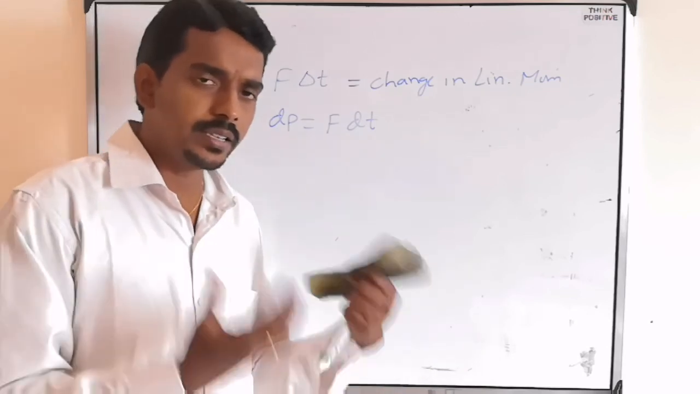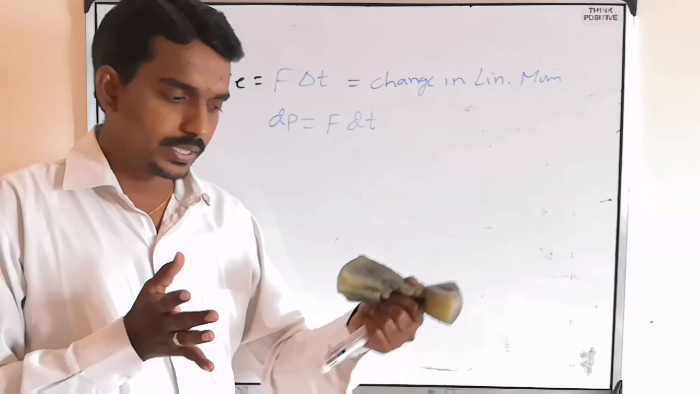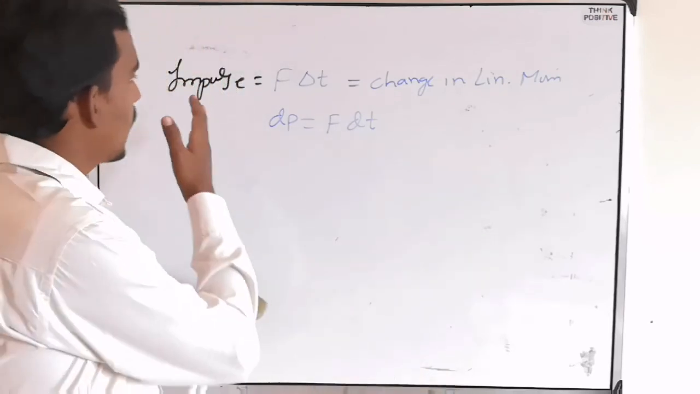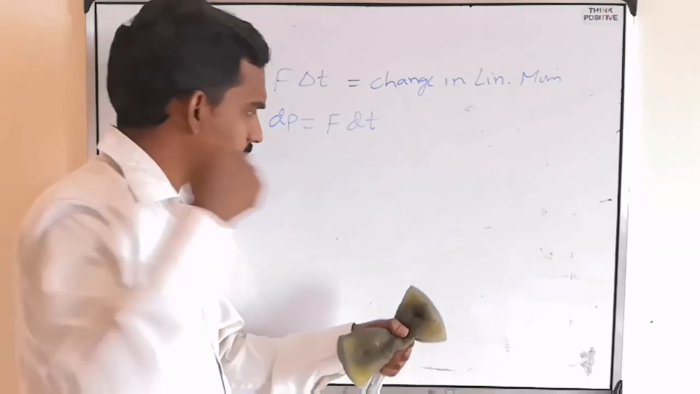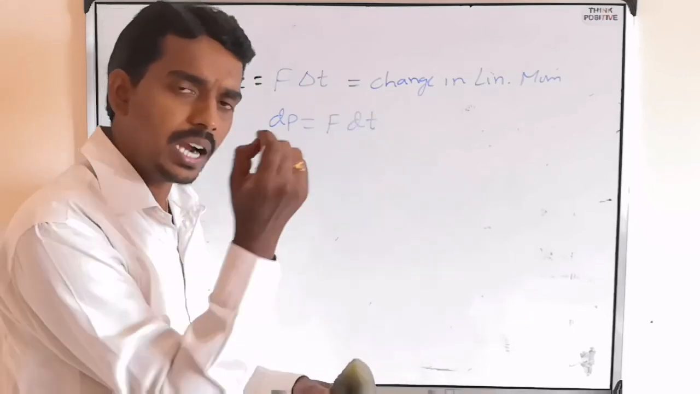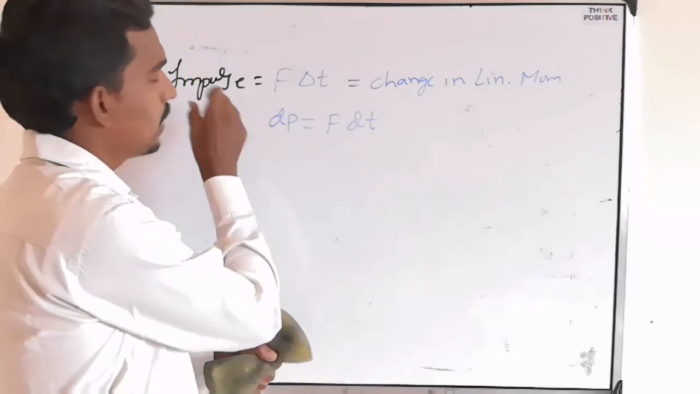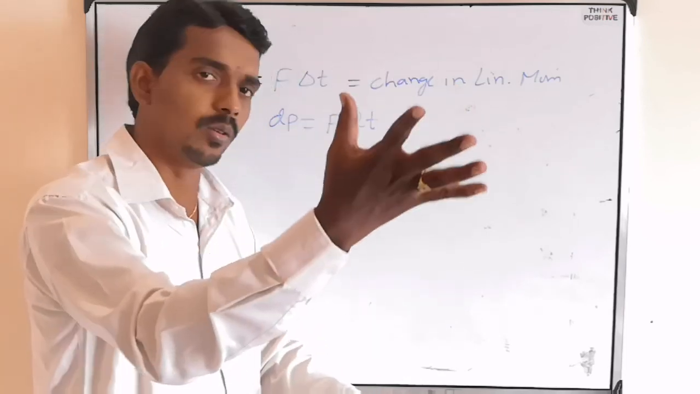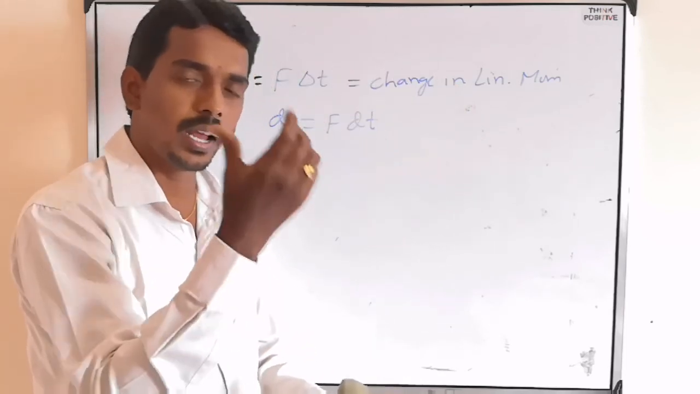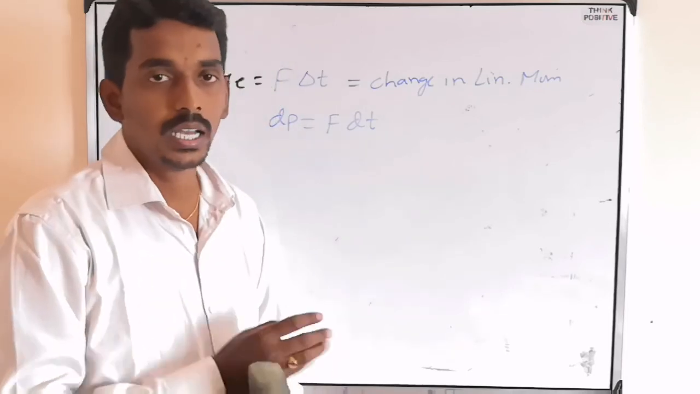Impulse means actually change in linear momentum. But what is the difference between general change in linear momentum and impulse? When a large force acts on the body suddenly for a short interval of time, then the change in linear momentum is called impulse. If I take a ball and hit you, it will hit and go for a small interval of time. Then you will get some force.